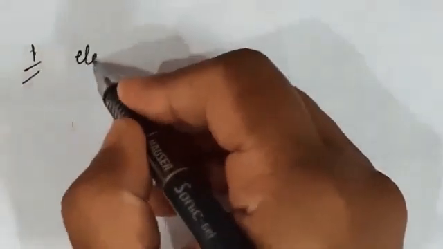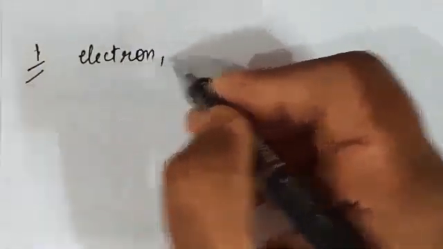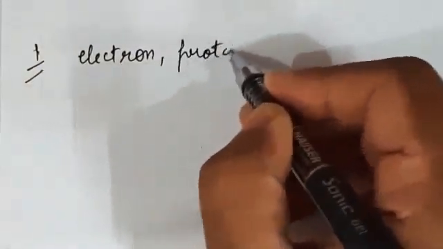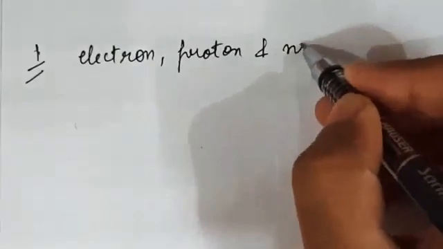Now, I would be taking the homework solutions of lecture number 3. Question number 1 was, name 3 subatomic particles of an atom. So, it is electron, proton and neutron.